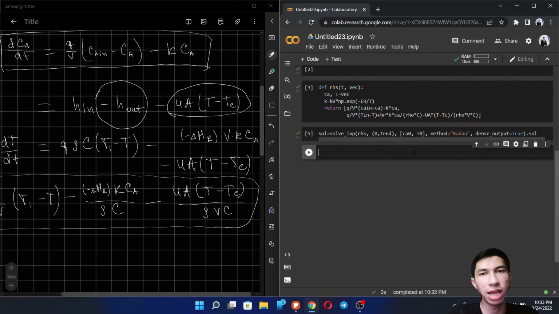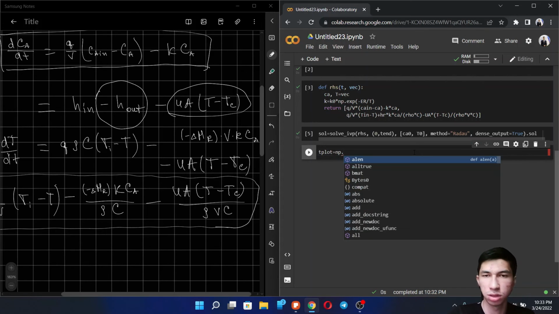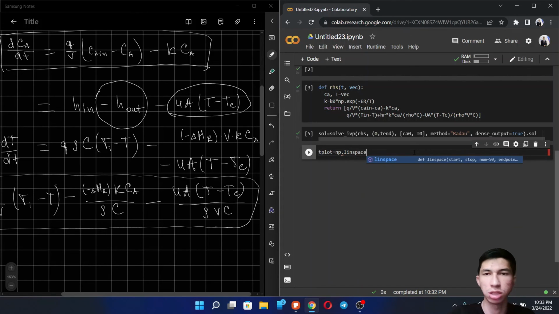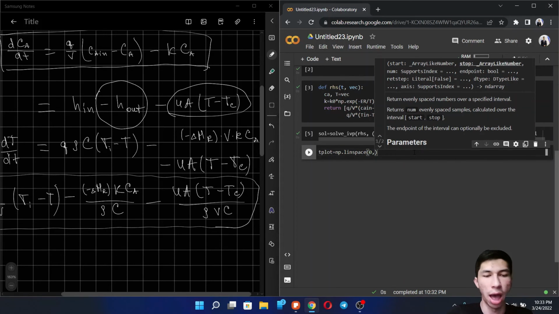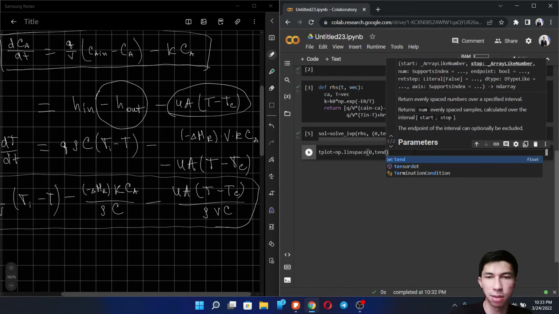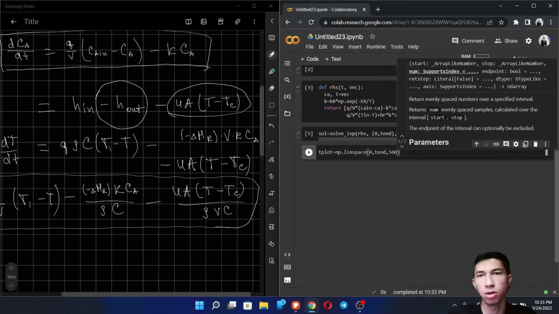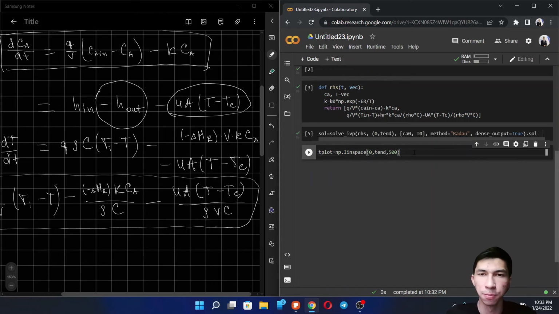Now what we're gonna do next is we should solve our differential equations for a very big number of times. So let's just have our times for plotting purposes. So it's going to be t plotting, linspace. So it's linearly spaced numbers starting from 0. They're going to go until the end time, and we can have 500 numbers, let's say 500 times.